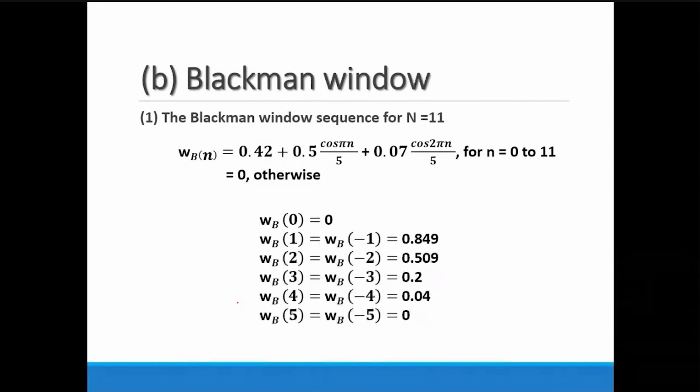So when you apply this n value and calculate the Blackman window function, you are getting these values. Omega b0 is equal to 0, omega b1 is equal to omega b minus 1 is equal to 0.849, second value that you are getting 0.509, then you are getting 0.2, and then you are getting the value 0.04, and omega b5 you are getting omega b minus 5, that is 6. So you are getting these values when you are taking the Blackman window. Now I suggest all of you to take the HDN from the previous example, multiply with this omega n value and find out the final answer.